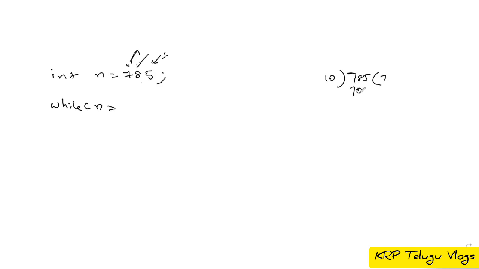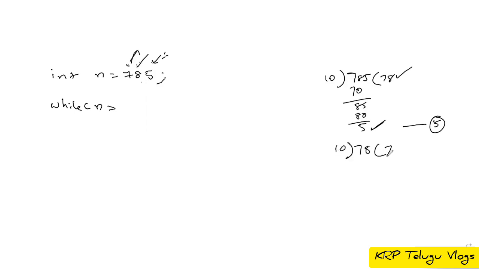10 sevens, 70, 85, 10 eights, 80. So what is the remainder? 5, sir. We have extracted 5. What is the remaining value? 78. So you have extracted 5. Remaining value is 78. Again, you will do modulus 10.